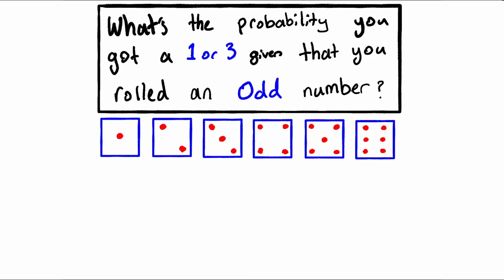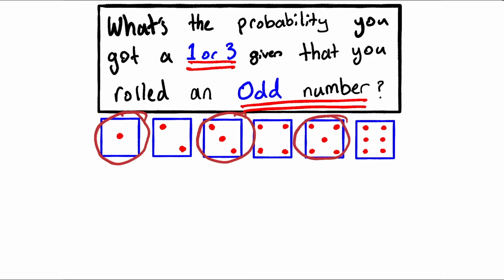So what's the probability you got a 1 or a 3 given that you rolled an odd number? Well, again, our total sample space is all 6 possible die rolls. But in this case, we restrict it to just the odd numbers. That's the given part. So these are the only 3 possible values. Now what's the probability that we got either a 1 or a 3? Well, out of these 3 possible options, 2 of them are 1 or 3. So our final answer is 2/3.